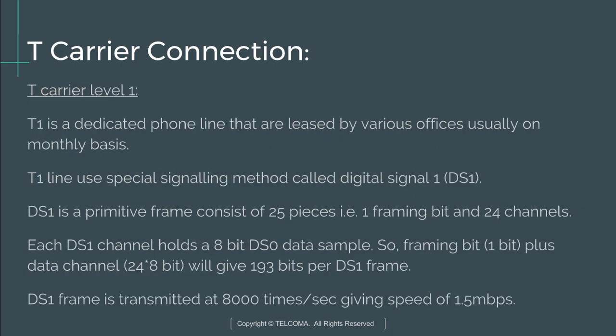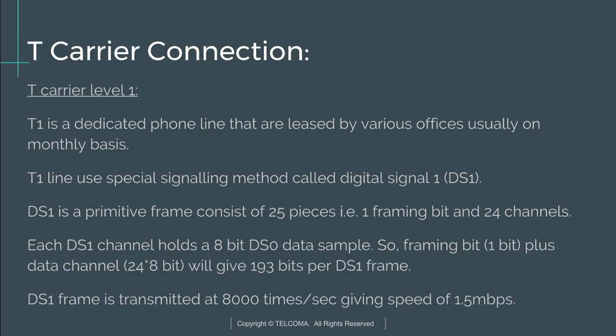Let's first discuss T carrier level 1, or the T1 line. T1 is a dedicated phone line that is leased by various offices, usually on a monthly basis. These T1 lines use a special signaling method called digital signal 1, DS1. DS1 is a primitive frame which consists of 25 pieces. The 25 pieces indicate one framing bit and 24 channels.